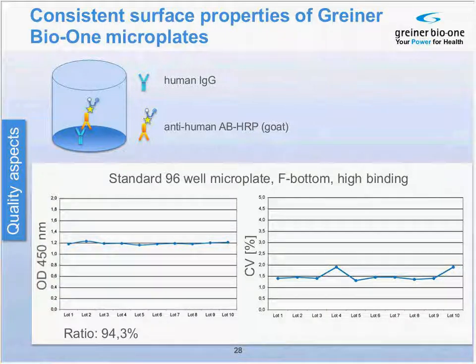This here shows the results of an IgG ELISA conducted in high binding microplates out of 10 lots collected over a time period of 4 years. The mean of the optical density values for all tested plates is 94.3%, and the CV for all tested plates is well below the 5% quality criterion.